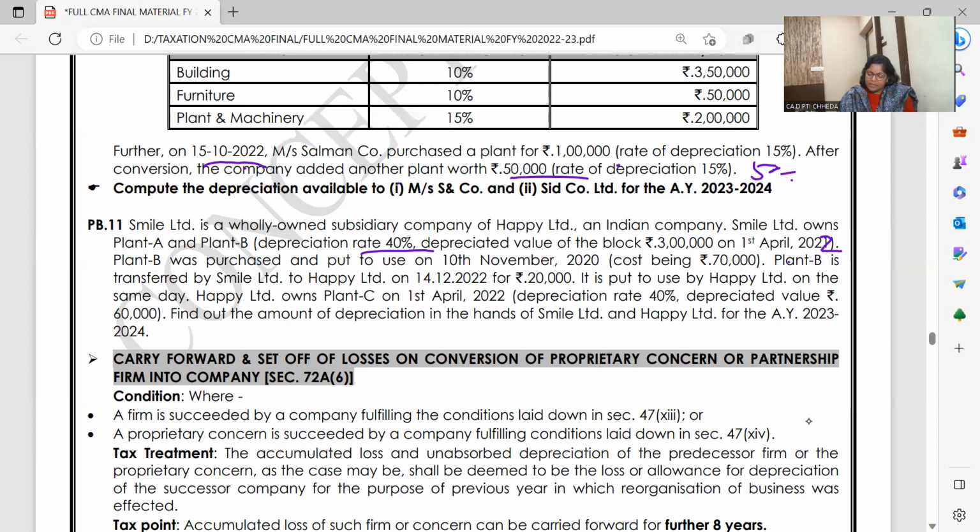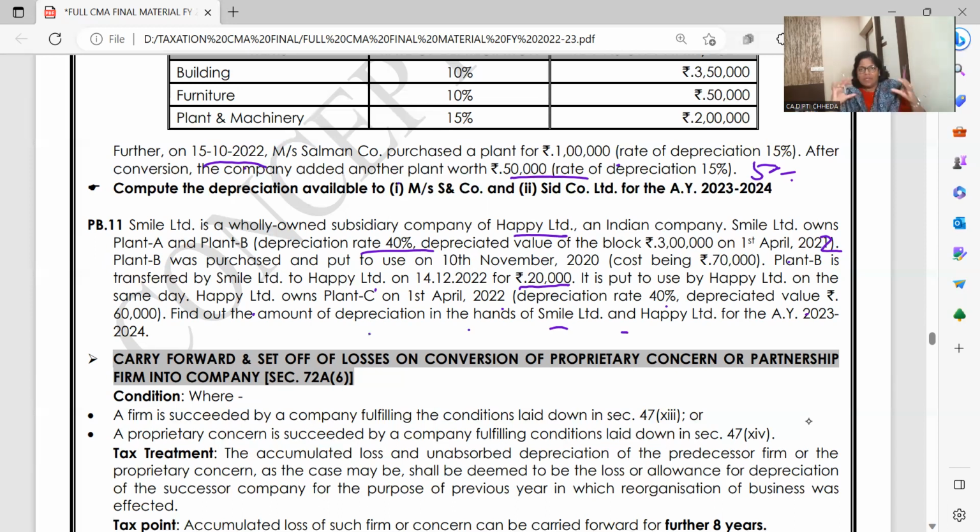Happy Limited, so plant B is transferred by holding company to the subsidiary on 14th October. It is put to use. And Happy Limited owns plant C on 1st April 22. Already the other company has plant C, which is at 40%. Find out depreciation for both.